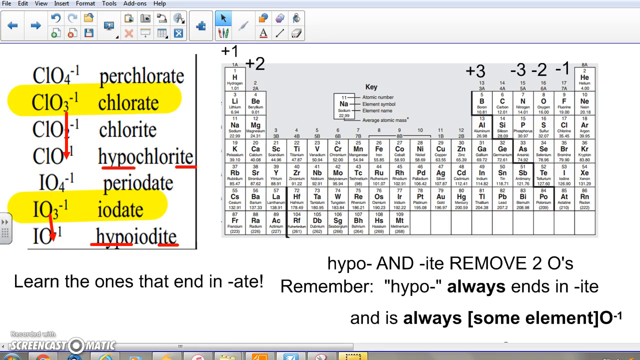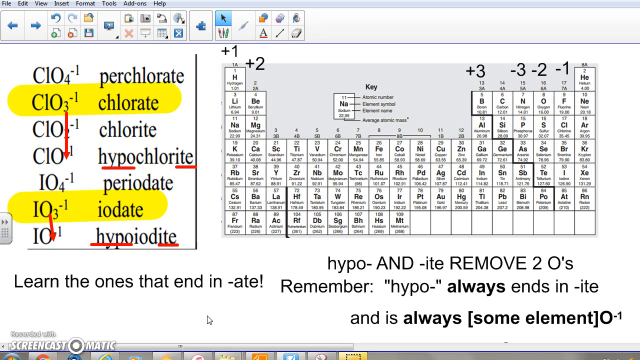Another tip to remember, if it starts with hypo, then it always ends in ITE. And it's always basically going to be the same formula. It's going to be some element, and then an O, and then a -1. For my ions, that's always the case. Here's hypoiodite, IO -1. Hypochlorite, Cl, O -1. Hypobromite that you'll see next week is Br, O -1. And so those are the rules for prefixes and suffixes associated with the number of O's in an oxyanion.